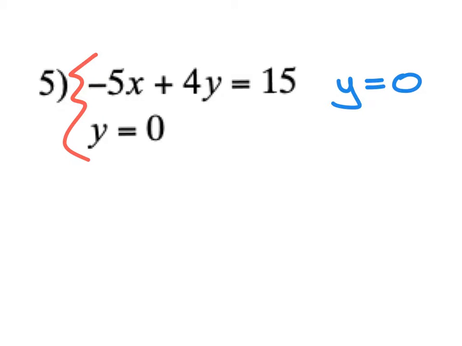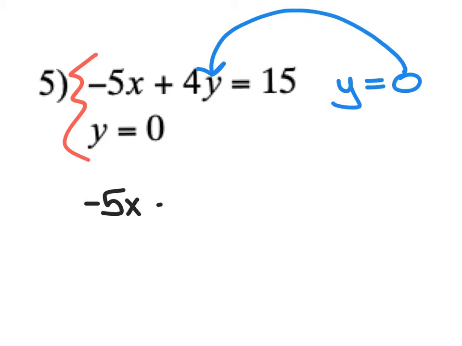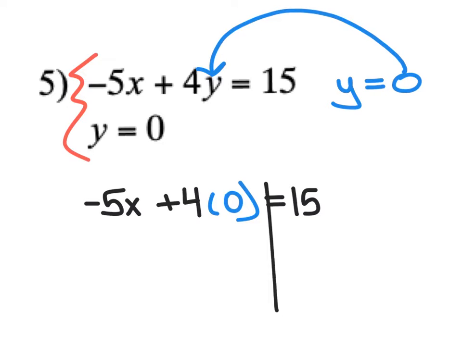So I'm told y is 0, so I'm going to plug in 0 for my y into my original equation. And I'm going to do that below. So I've got negative 5x plus 4 times 0 equals 15. Now, this one's pretty easy to solve. 4 times 0 is just 0. So I can just rewrite this as negative 5x equals 15.